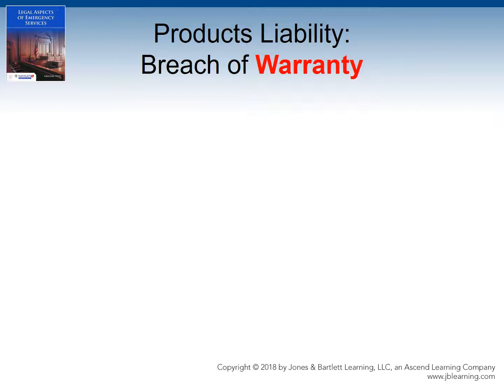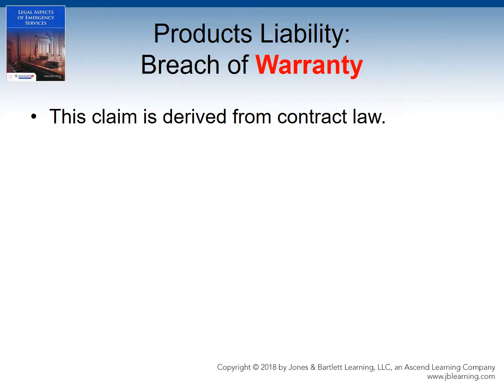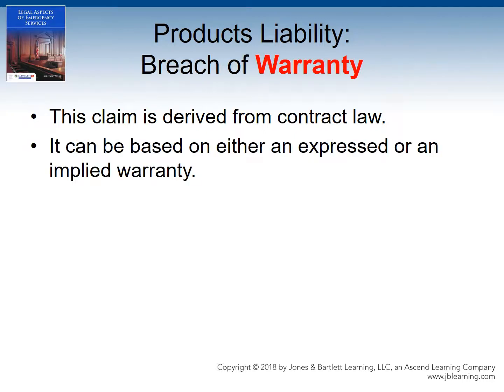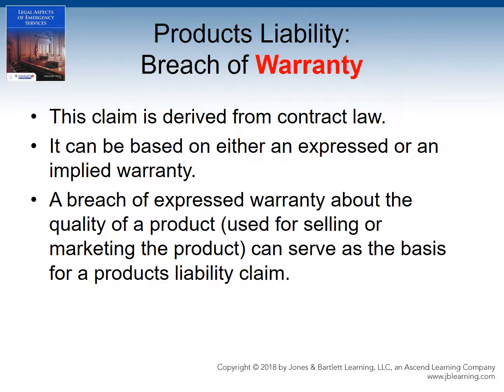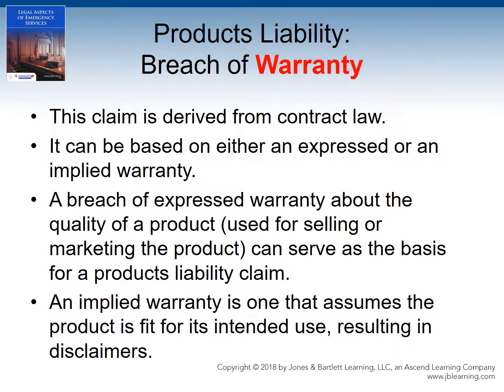Another type of products liability involves an alleged breach of warranty. This claim is derived from contract law and can be based upon either an expressed warranty made by the product's manufacturer or an implied warranty of merchantability that arguably exists for all commercial products. As expressed warranties are used as a marketing tool to convince people to purchase the product, a breach of an express warranty related to the quality of a product can be used as a basis for a products liability claim under breach of warranty. An implied warranty presumes that the product is fit for its intended use.